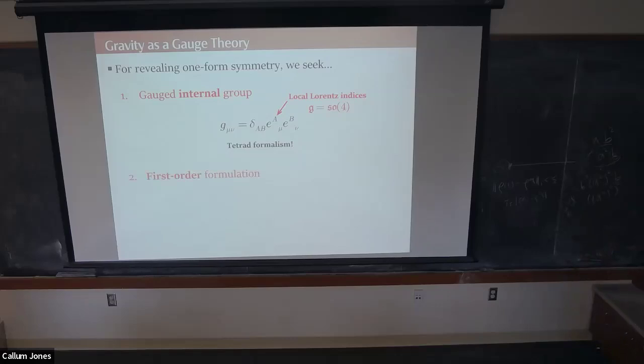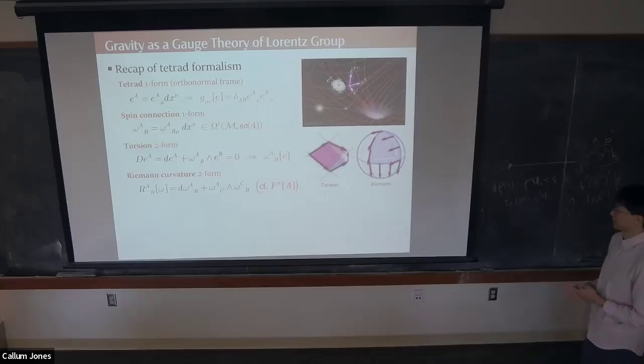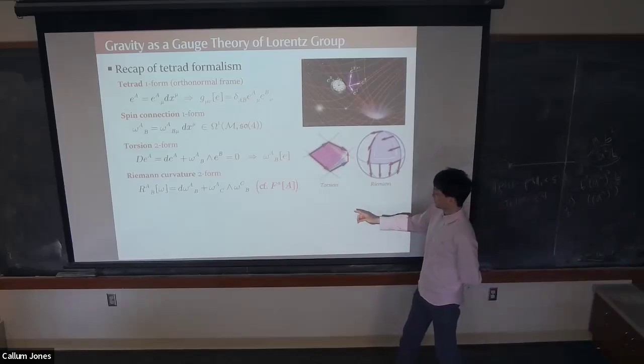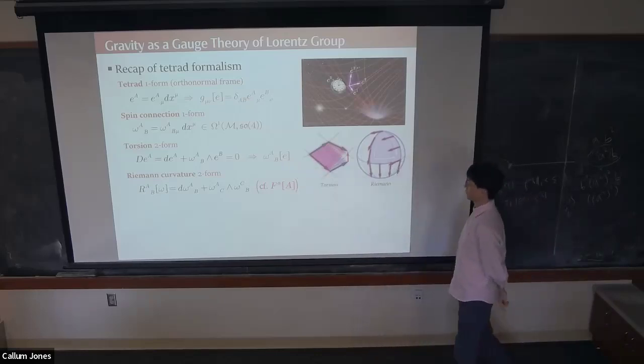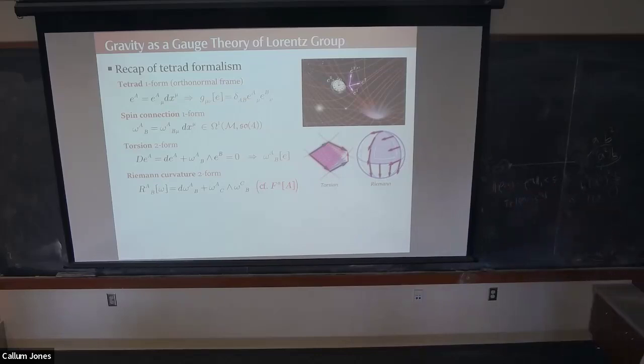Secondly, we also seek a first order formalism, because we gained the insight that this BF plus FB form serves as the template Lagrangian for one-form symmetries. So basically, we want to formulate gravity in terms of a first order tetrad formulation. This is a very brief recap of tetrad formalism, but let me just point out that the spin connection is given as a functional of the tetrad if we impose the torsion-free condition like that.